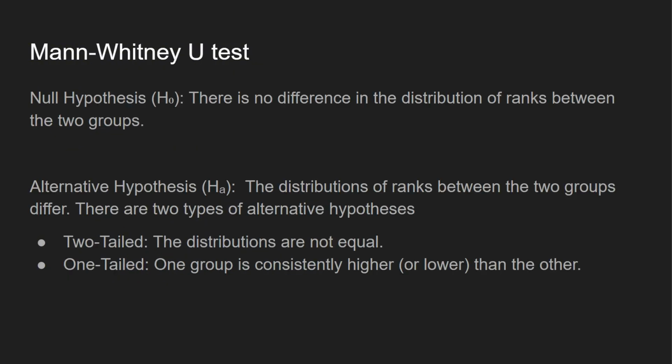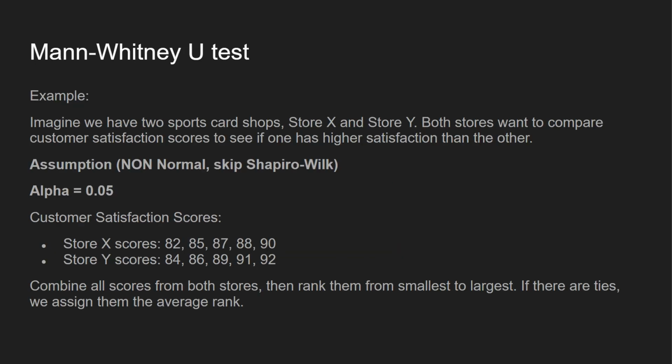The null hypothesis: there is no difference in the distribution of ranks between the 2 groups. The alternative hypothesis: the distribution of ranks between the groups differ. There are 2 types of alternative hypothesis. You have the two-tailed, where the distributions are not equal, and then you have one-tailed, where you say it's consistently higher or lower depending on the tail direction.